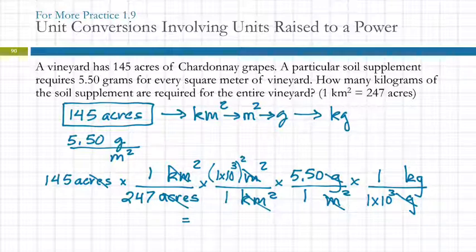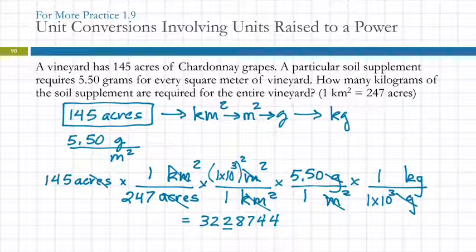The 247 acres, that's not an exact conversion. The kilometers to meters and the kilograms to grams are exact. That grams per square meter is also not exact. But they all have 3. So we're going to end up with 3. So my number, 322, there's my 3, and I need to write down all the digits until I get to the decimal point.